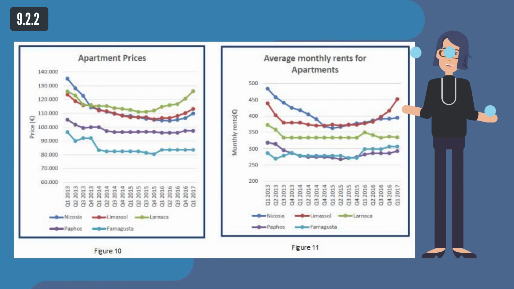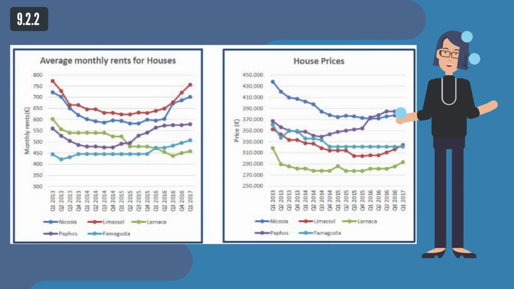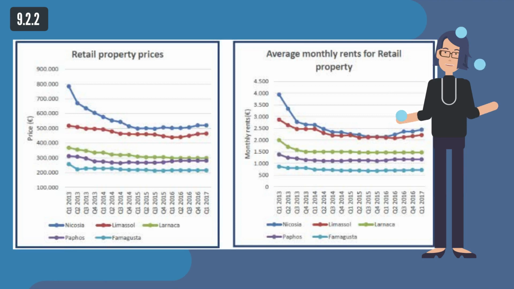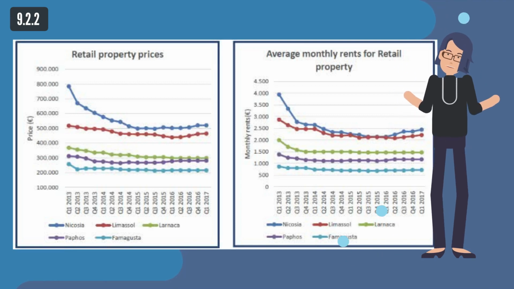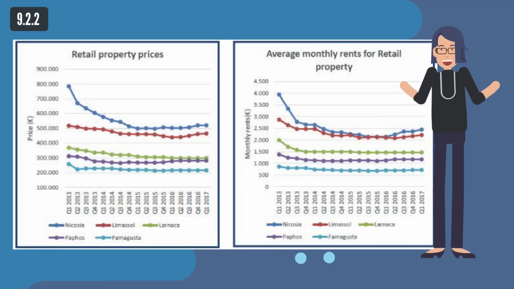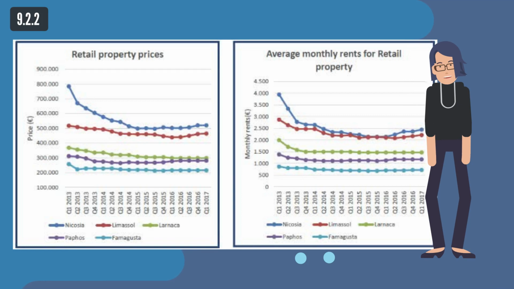Retail property. The average price for retail properties in Cyprus in 2016 was €350,106, while in 2015 it was €349,546, figure 14. The average monthly rental rates for retail properties in Cyprus in 2016 amounted to €1,522 compared to €1,524 in 2015, figure 14.